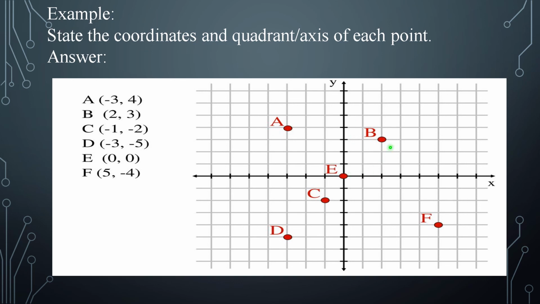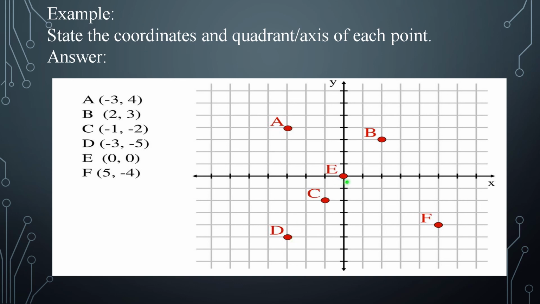Now let's have point B. Point B is in the first quadrant. As you can see, both are positive: positive x, positive y. So in the first quadrant, both coordinates are positive. Let's have C. C is in the third quadrant. So for C, x is negative, and y is also negative. So the third quadrant has a negative x-coordinate and a negative y-coordinate. Same thing with D: negative x-coordinate, negative y-coordinate, because it falls under the third quadrant.